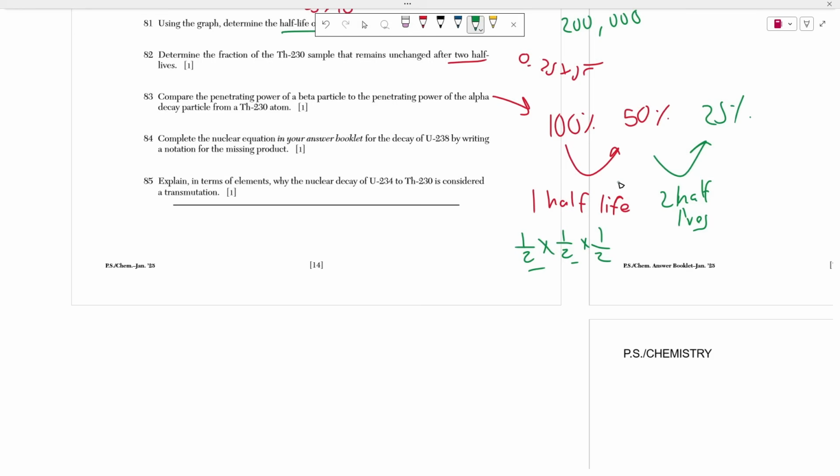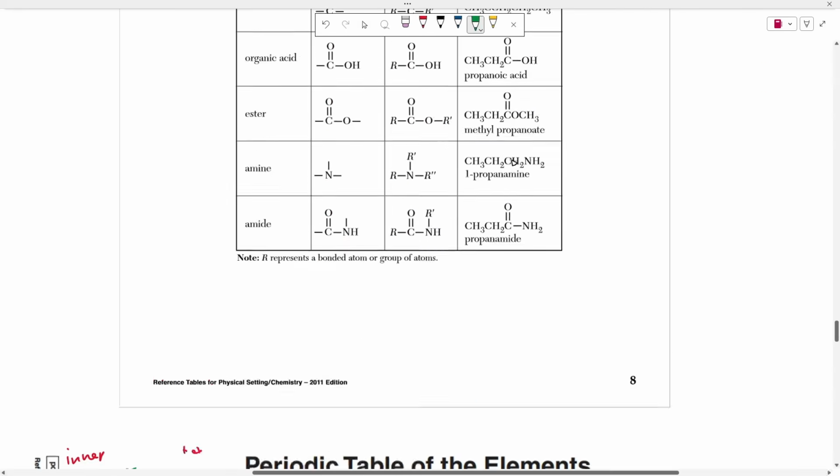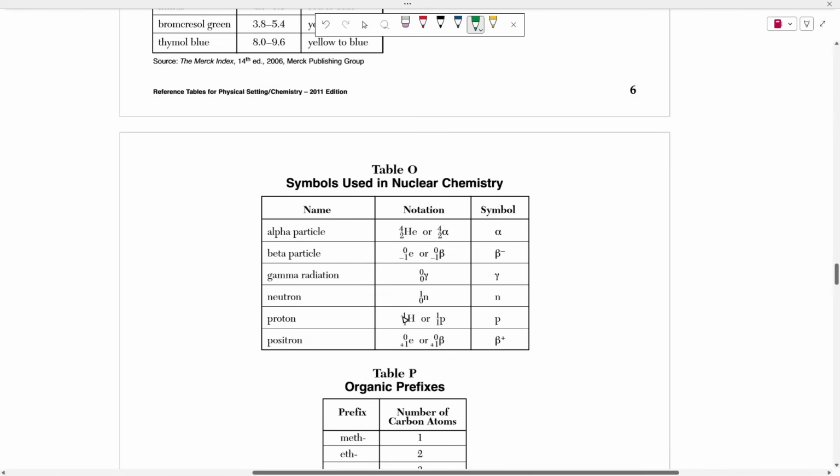Right, number 83 says compare the penetrating power of a beta particle to the penetrating power of an alpha particle from a thorium-230 atom, right? So here we have a table of emissions, alpha particle to positrons. The heavier your particle is, the less penetrating it will be, right? The easier it will be to stop it.